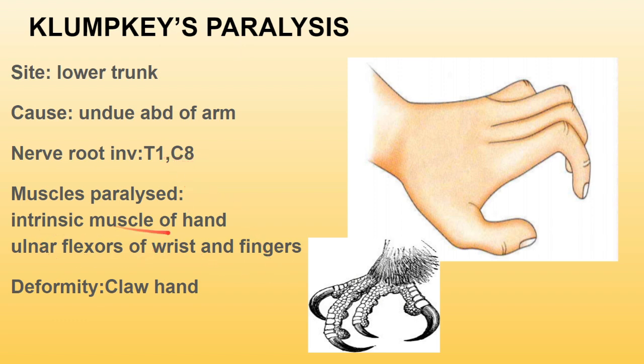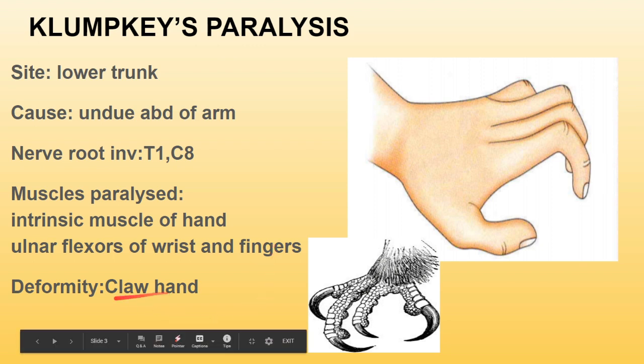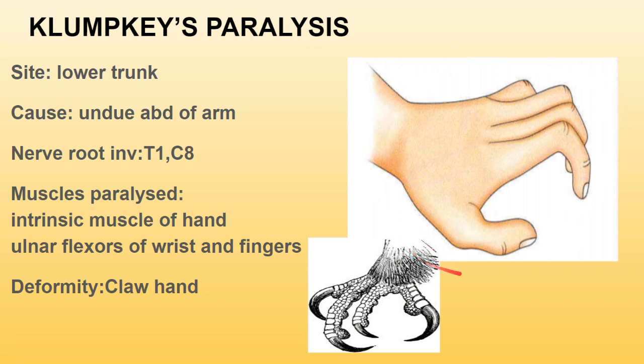So the intrinsic muscles of the hand and the ulnar flexors of the wrist and the fingers are paralyzed in Klumpke's paralysis. And here the deformity is the claw hand. As you know, the claws of birds look like this, right? So the deformity in the human hand also forms a claw-like shape. The deformity is a claw-type hand.